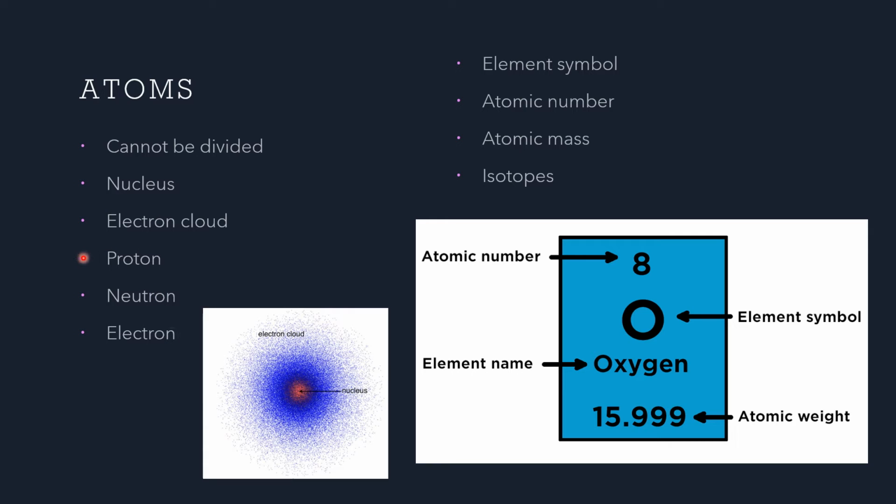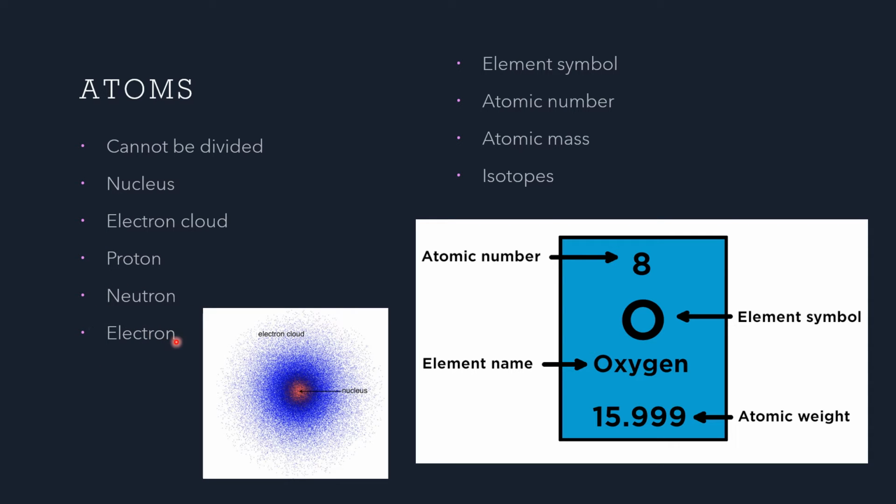There are three main types of particles that you find in an atom. We've got a proton, a neutron, and an electron. Protons and neutrons are found in the nucleus, in that center portion of the atom. Protons are positively charged particles. Neutrons are neutrally charged particles. So a proton has a positive electrical charge, and a neutron has no electrical charge at all.